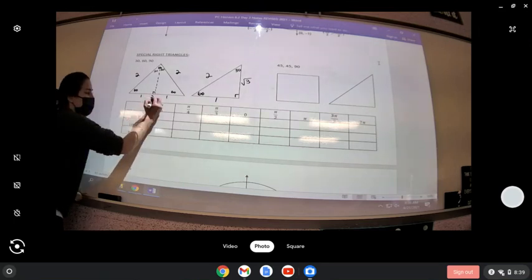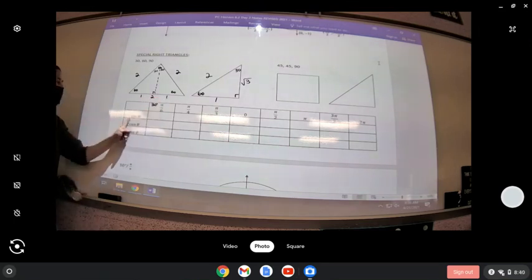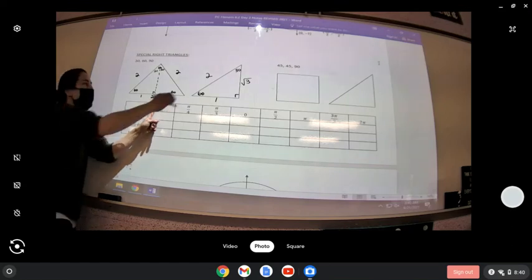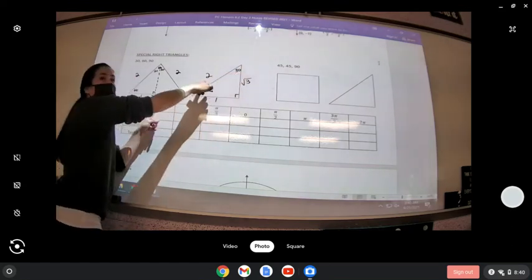Pi over 6 is 30 degrees. What's the sine of a 30-degree angle? Sine 30 would be opposite over hypotenuse. It's 1/2.